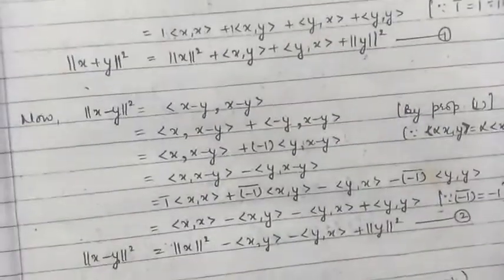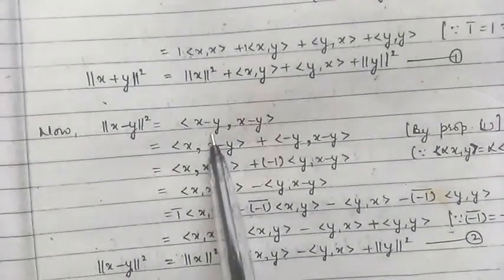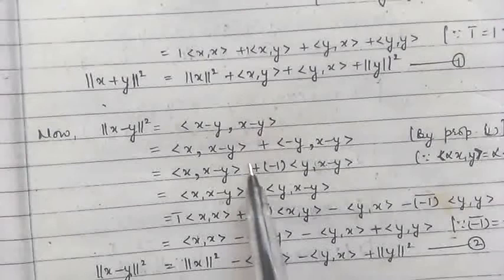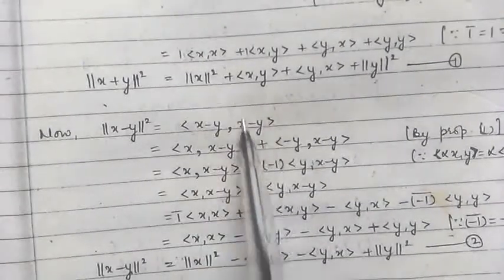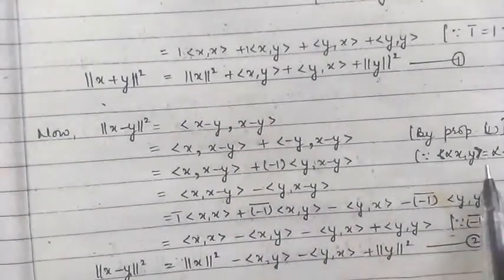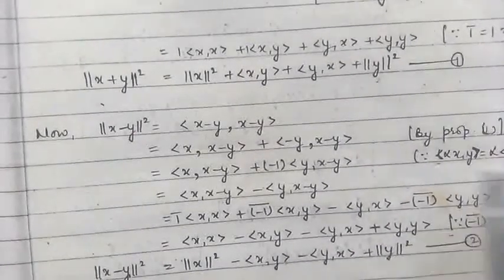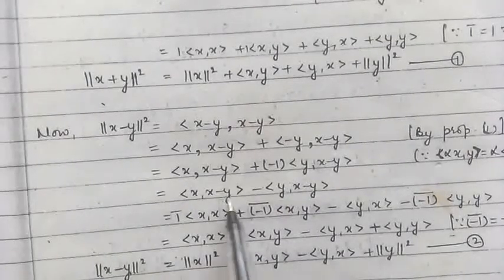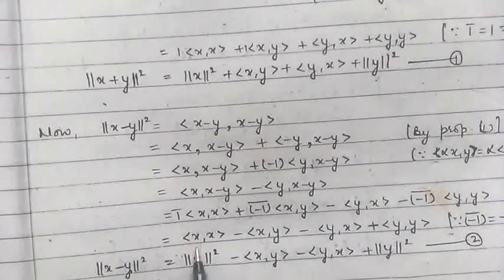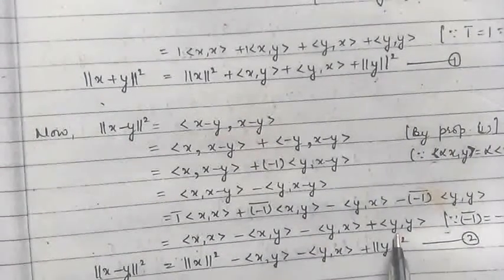Now let us find norm of x minus y squared. By definition, norm of x minus y squared means the inner product of x minus y with x minus y. Again using the first property of inner product, which is the linearity property, we get the inner product of x with this term and the inner product of minus y with this term. Now again using the property that the inner product of alpha x with y is equal to alpha times the inner product of x with y, and simplifying the inner product, we get norm of x minus y squared equal to the inner product of x with x minus the inner product of x with y minus the inner product of y with x plus the inner product of y with y.